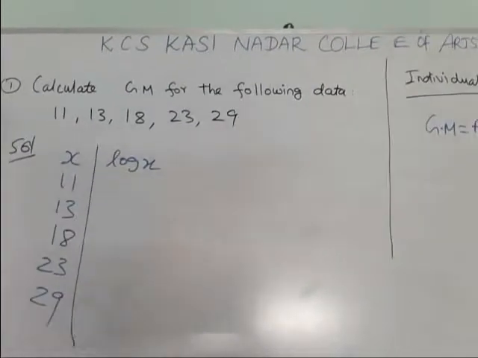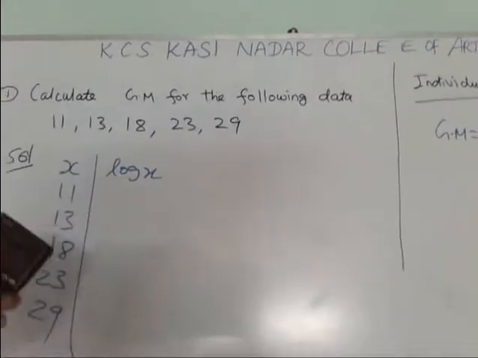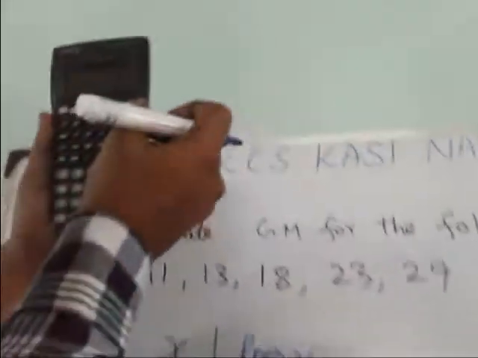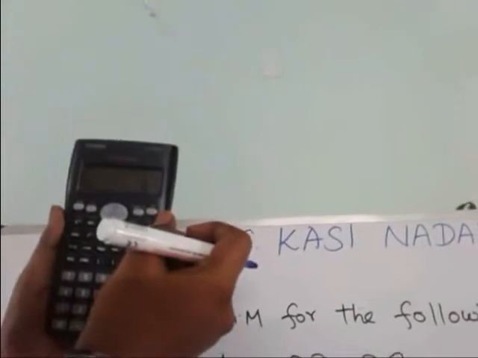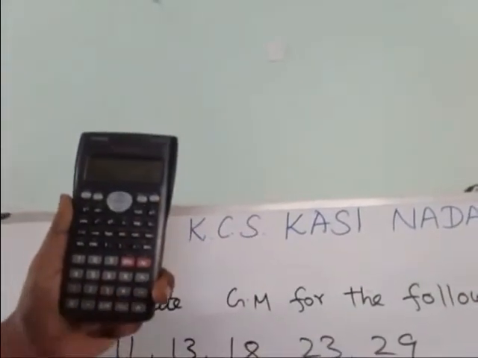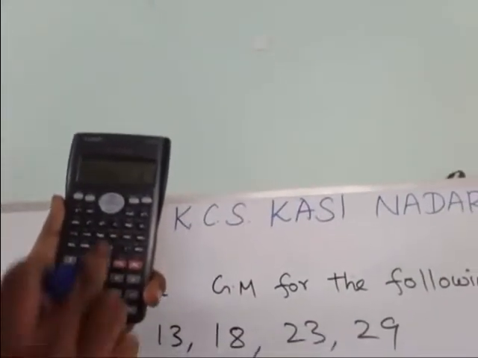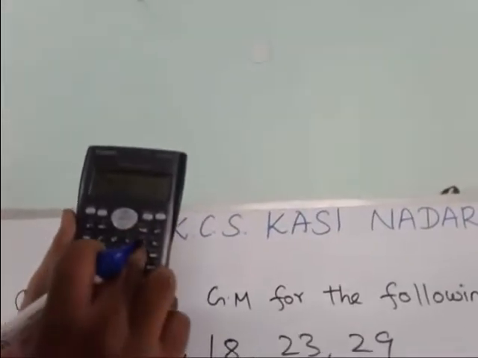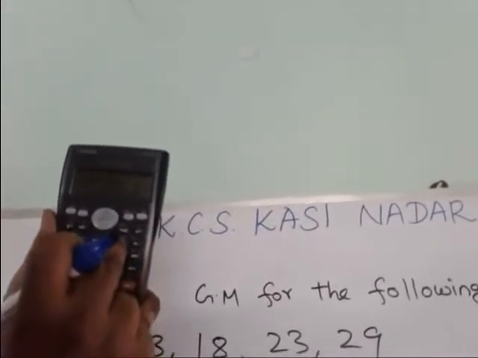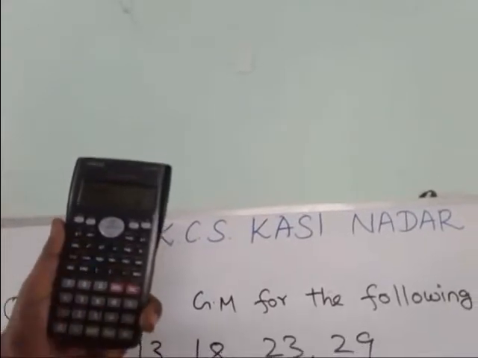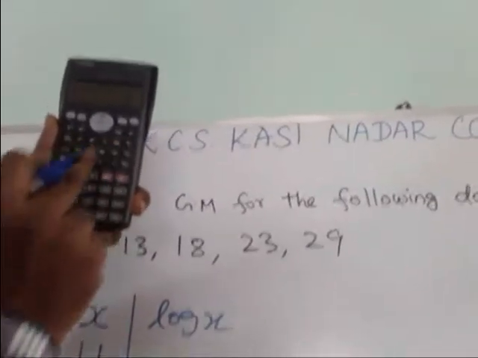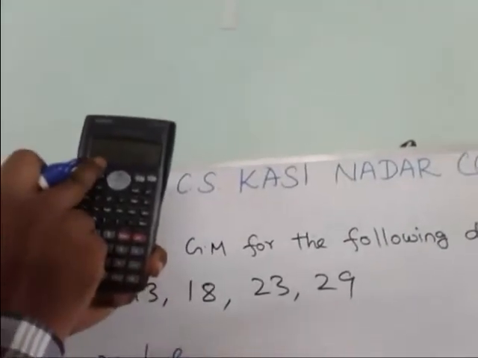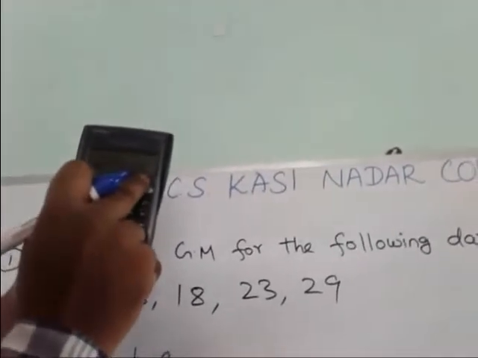Now you see how to find log. This is a scientific calculator. In this calculator, first you find log 11. What do you do? Press the logarithm button and 11. Just type log, and we need the value for 11. So log 11 equals what will we get? 1.04, and we have a lot of values after the point.